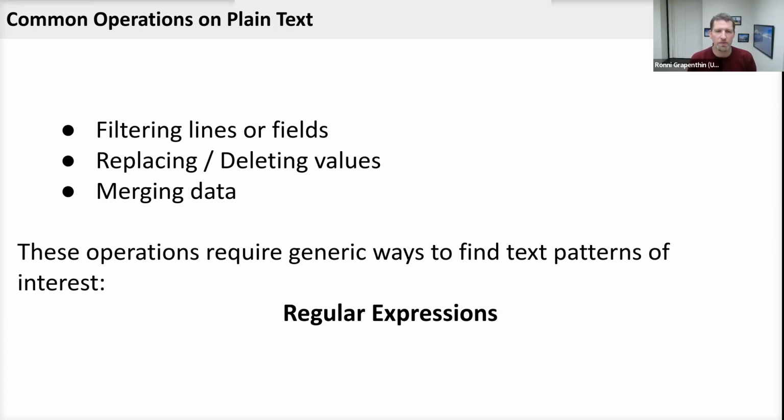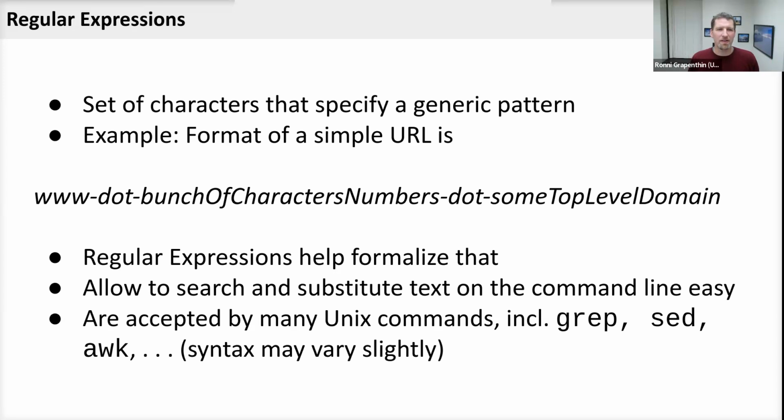These kinds of operations require generic ways to find text patterns of interest. And for that, we can use what are called regular expressions. Regular expressions are a set of characters that specify a generic pattern. An example is the format of a simple URL: you have www followed by a dot, then a bunch of numbers and characters, then another dot, and then some top-level domain, edu, com. That is a basic idea of what a URL is, alaska.edu, google.com.